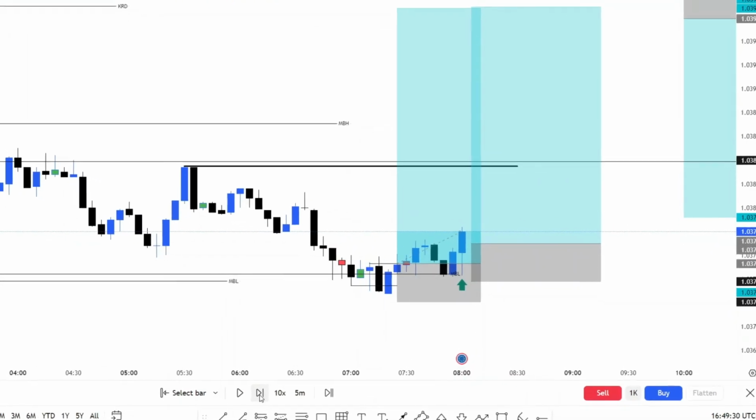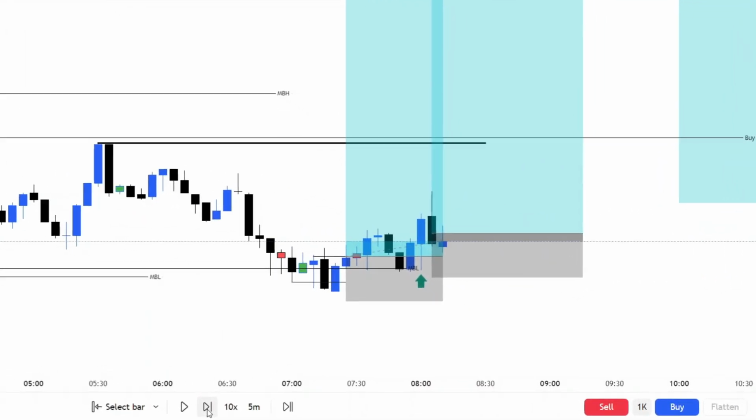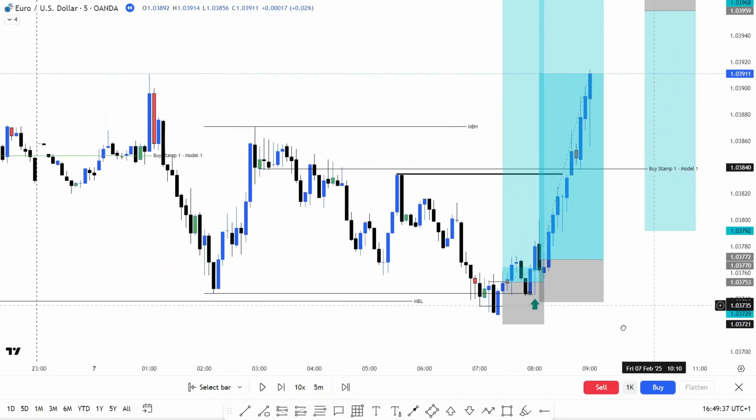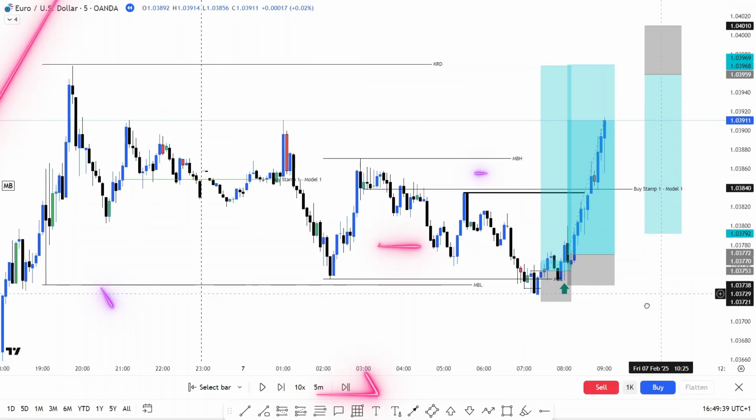We can enter this trade, and this is a time-based reversal setup. So we don't just stop there. We wait for 9 a.m.